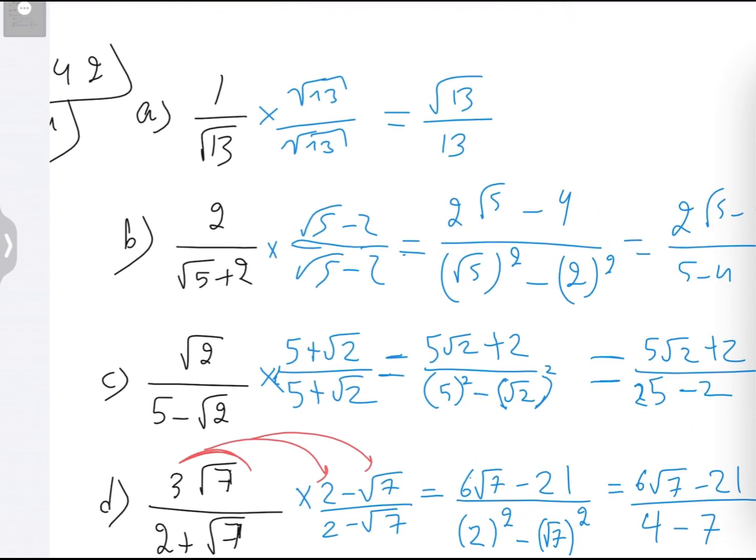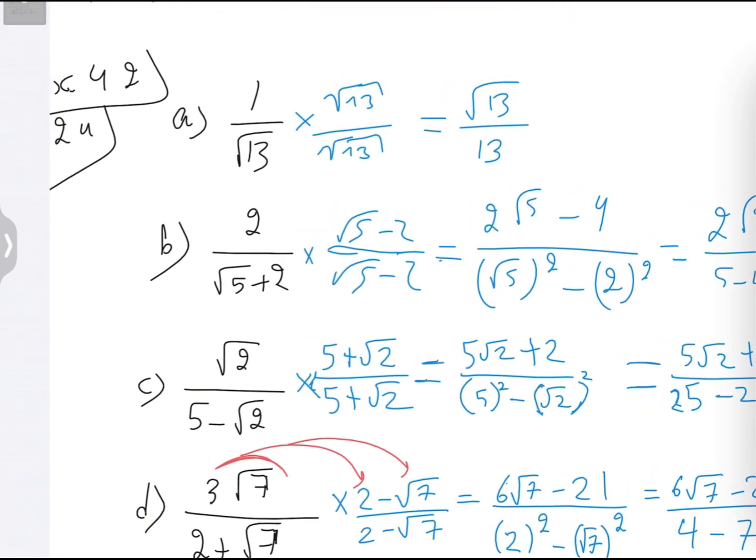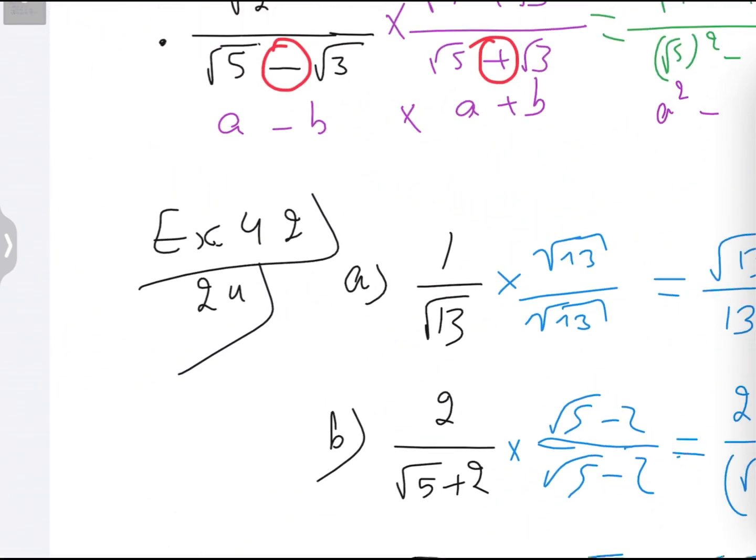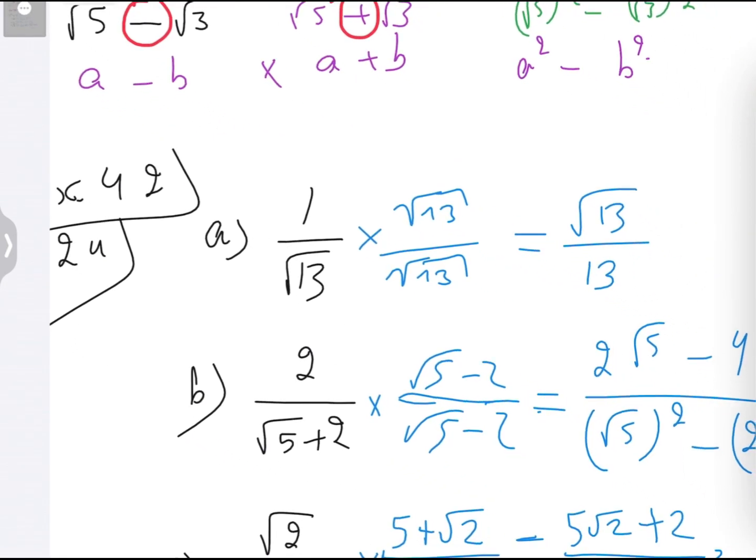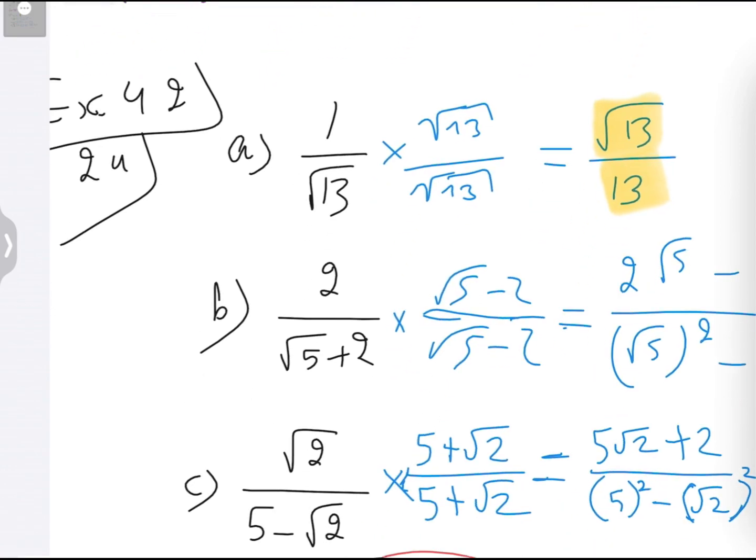Now exercise 42, rationalizing some numbers. The first one, as the first problem, 1 over radical 13, we multiply by radical 13 up and down. We get radical 13 over 13 and it's done.